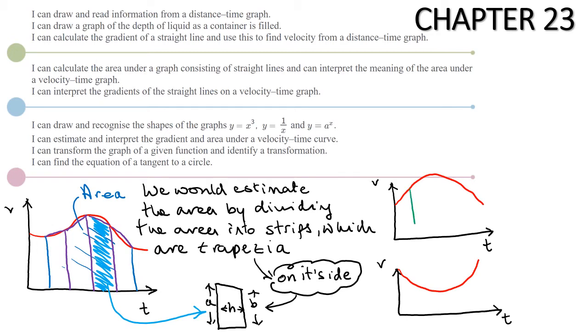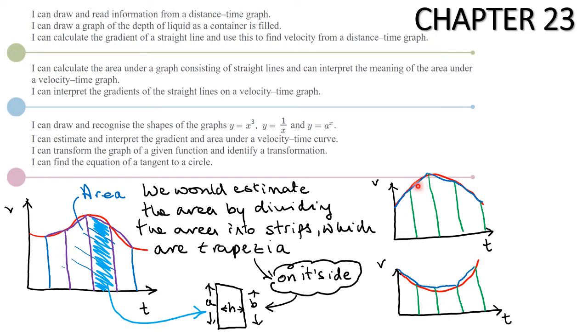So let's say I split it up into strips like this, all equally sized. Normally in the exam they would expect you to divide it up into 4 strips, 4 or 5, a minimum of 4. Now if I join the tops of these up, I'll do them in a different colour. So this blue line here represents the tops of those trapeziums.